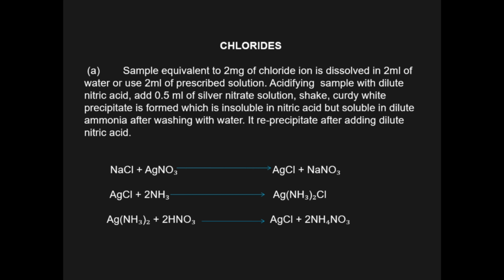Below is the reaction, that is sodium chloride. When it reacts with silver nitrate, it results in formation of silver chloride and sodium nitrate. This silver chloride, when reacted with ammonia, forms silver ammonium chloride, and this silver ammonium chloride, when reacted with nitric acid, again gives you silver chloride. This is the reappearance of your silver chloride, white precipitate, while adding again the nitric acid to the above solution.